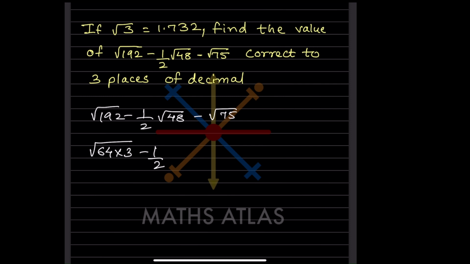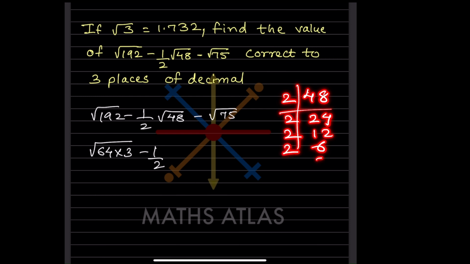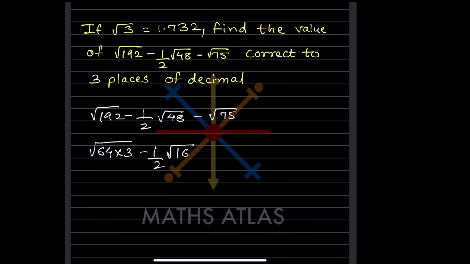Now for 1 by 2, we'll take 48. So 48 will be 2 24s are, 2 12s are, 2 6s are, 2 3s are, and 3 1s are. So now let us go again for the perfect square. 2 2s are 4, 4 2s are 8, 8 2s are 16. Yes, 16 is a perfect square, 16 into 3 is 48. So we can write here 16 into 3.